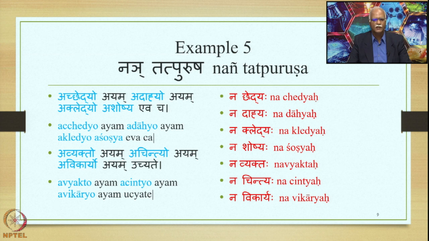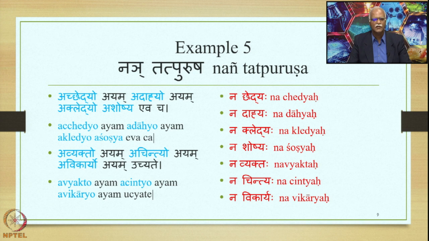Similarly, Avyaktoyam Achintyoyam Avikaryoyam Uchyate. And here you have Avyaktaha as Nay Tatpurusha, whose vigraha is Na Vyaktaha. Achintyaha as Nay Tatpurusha, whose vigraha is Na Chintyaha.